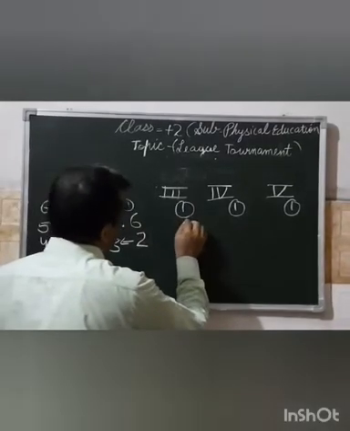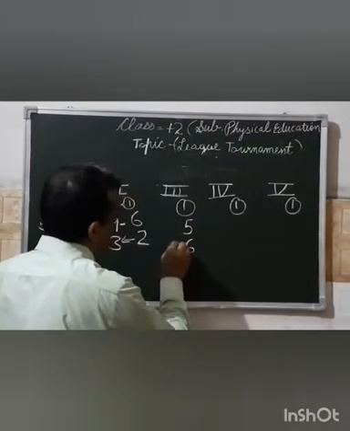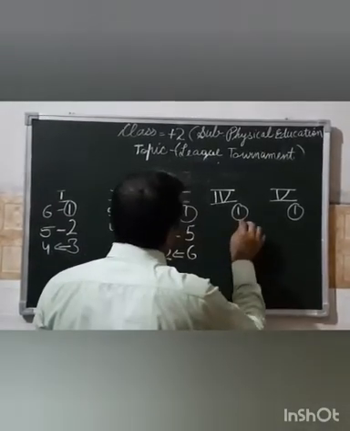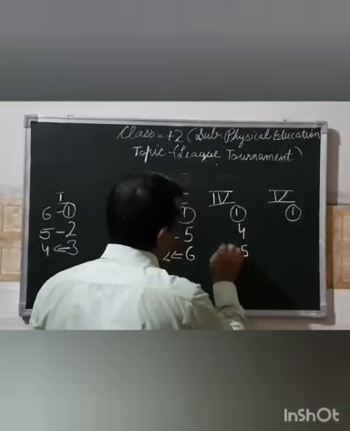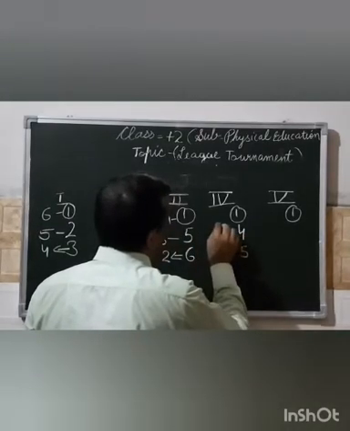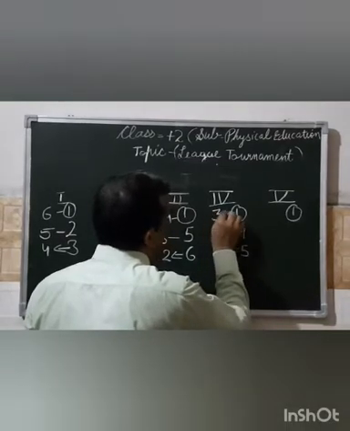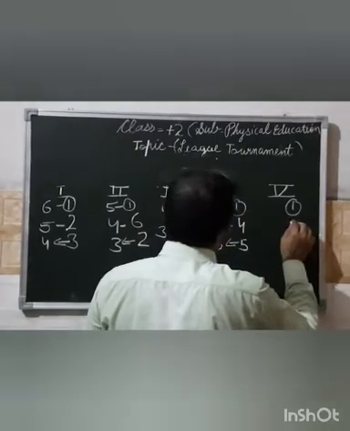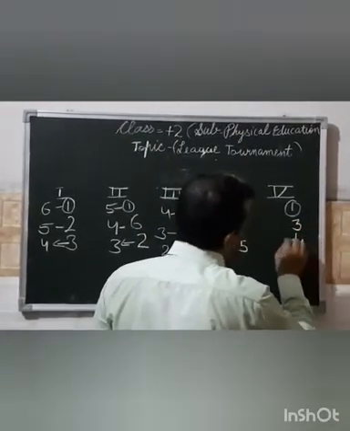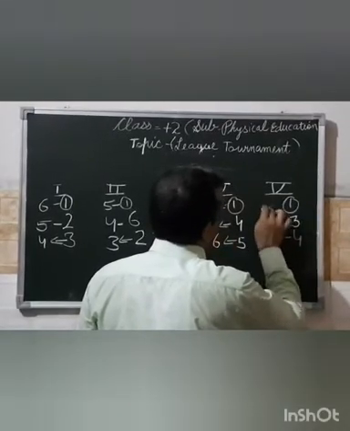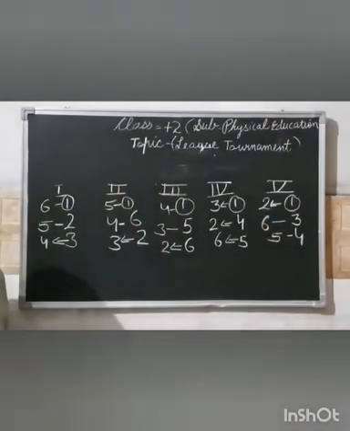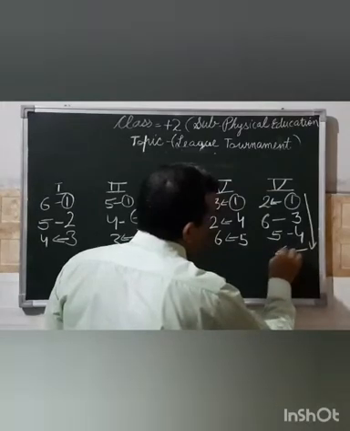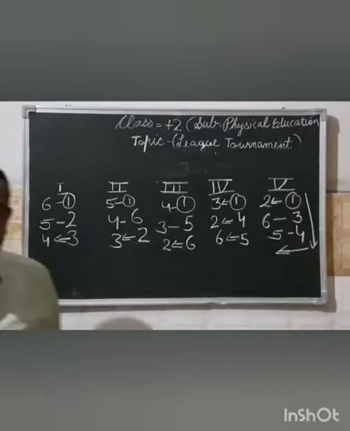Next is 5 6 2 3 and 4. Now is 4 5 6 2 and 3. Next is 3 4 5 6 and 2. These are the matches, because we turned clockwise, rotate clockwise. Then this is the feature of the cycling method.